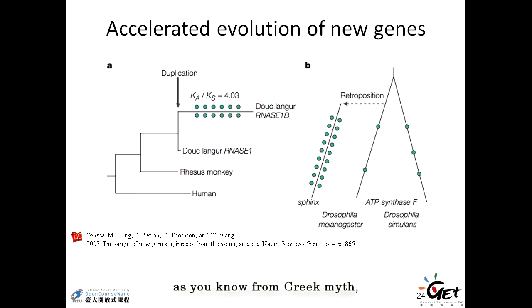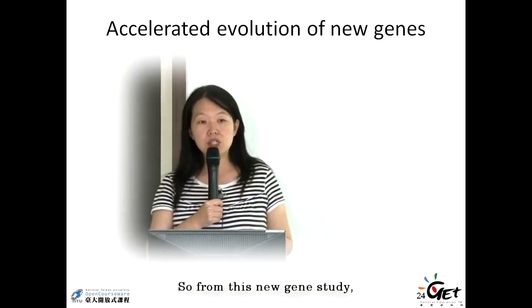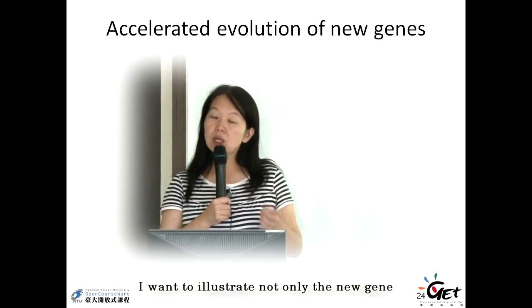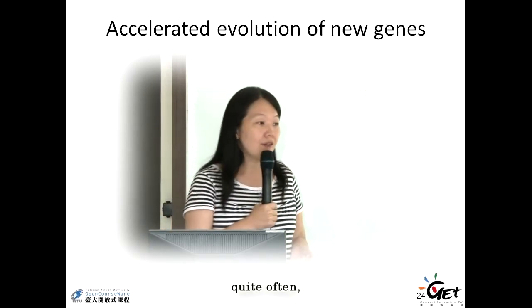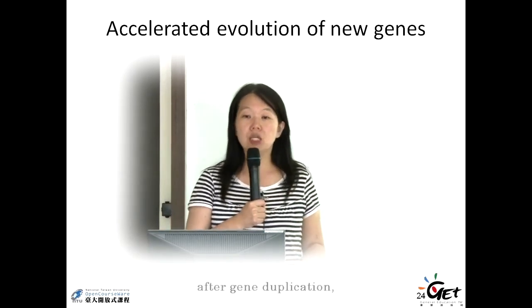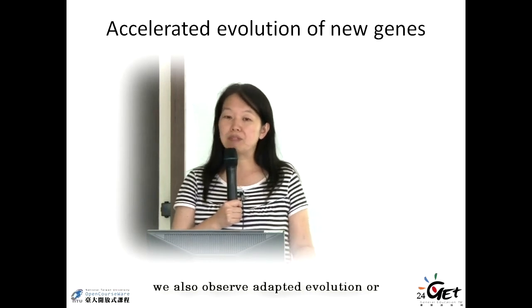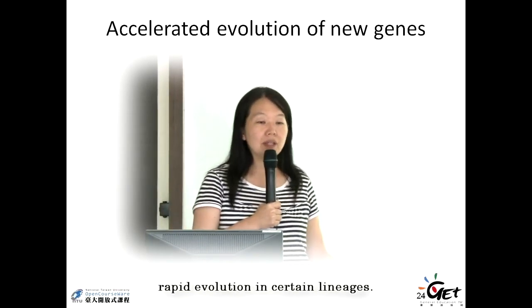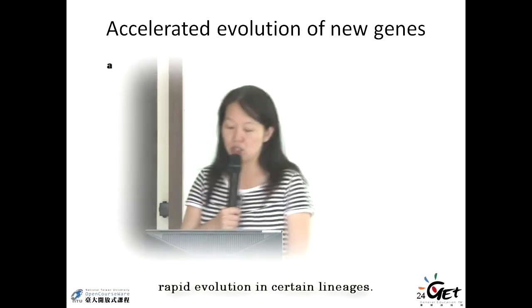So Sphinx, as you know from the Greek myths, is half lion, half human. So it's like a chimera of the new genes. This is another thing we recognize. So from this new gene study, I want to illustrate not only the new gene, quite often after gene duplication, we also observe adaptive evolution or rapid evolution in certain lineages.